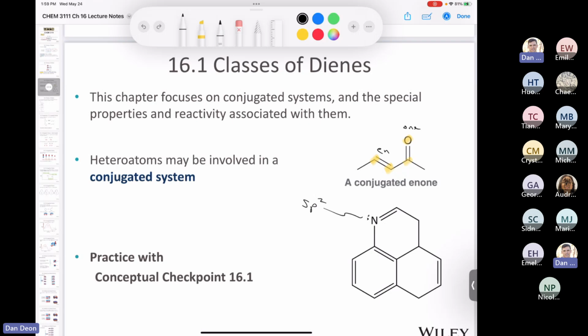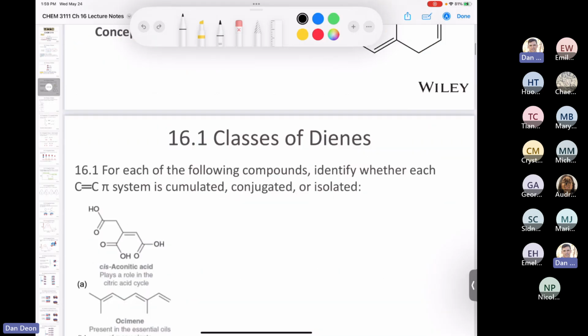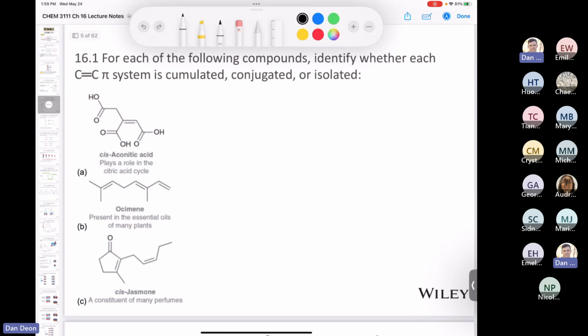So let's start out with a little icebreaker here in way of questions, and I'm going to get you guys to solve these ones for me. It says, for each of the following compounds, identify whether each carbon-carbon pi system is cumulated, conjugated, or isolated. So what I'm going to do is this. I'm going to circle this part of cis-aconitic acid, which you might have seen in the Krebs cycle before.